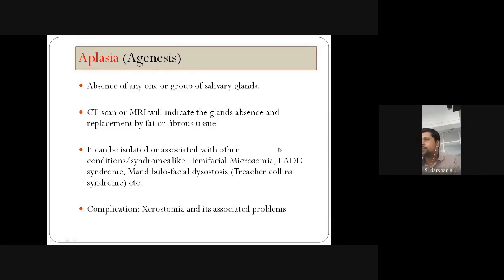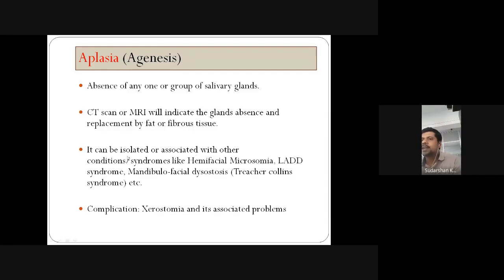For example, one side of the submandibular gland may be present, while on the left side it may be missing. Those conditions can be identified histologically, or using CT and MRI, you can identify that the salivary glands are missing and replaced by fat or fibrous tissue. That space is filled with fat and fibrous tissues.